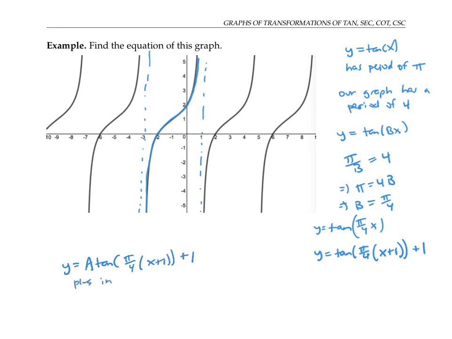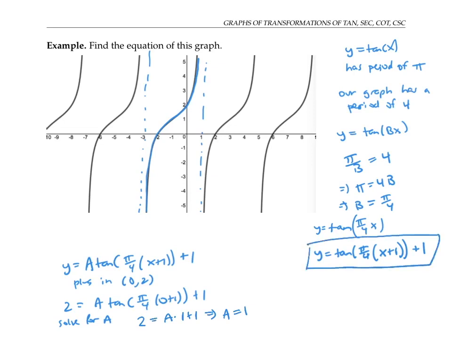Plug in 0 for x and 2 for y: 2 equals a tan of pi over 4 times 0 plus 1, plus 1. And I can solve for a. Since tan of pi over 4 is just 1, this equation simplifies to 2 equals a times 1 plus 1, which means that a has to be 1. So in fact, this equation here is our final answer for this.